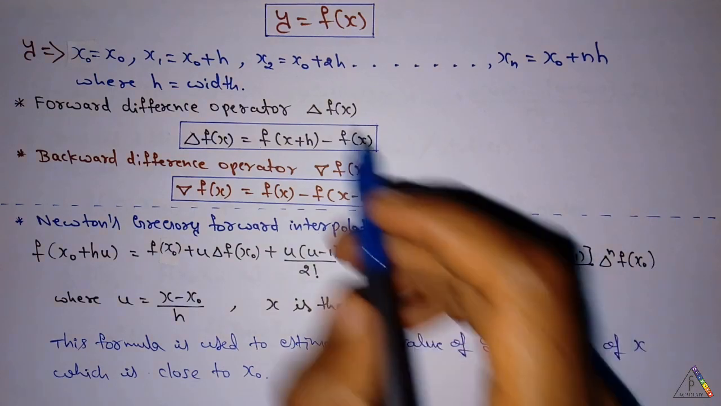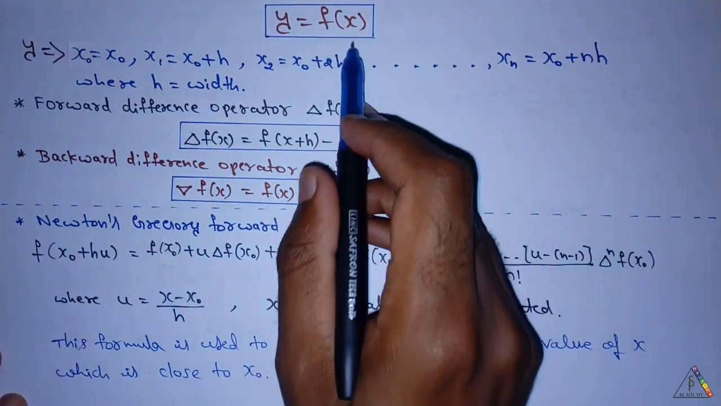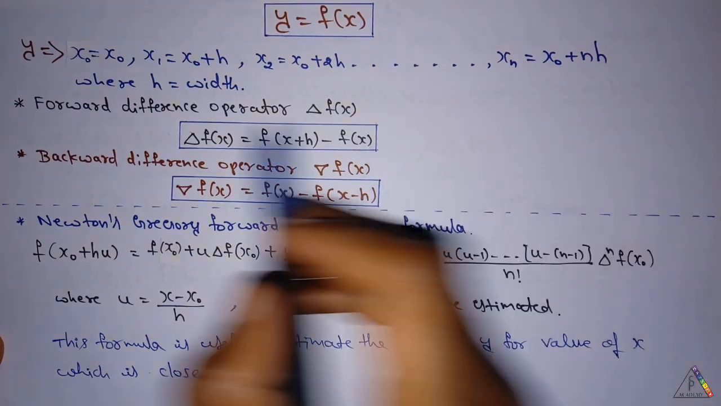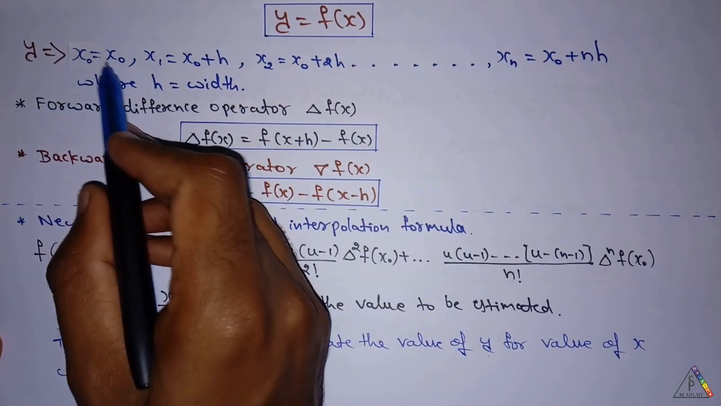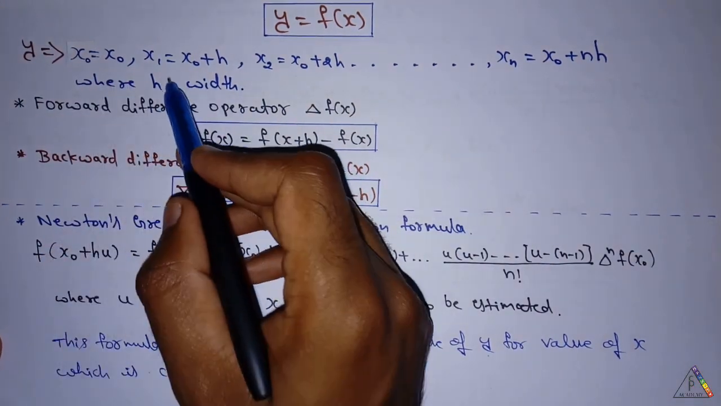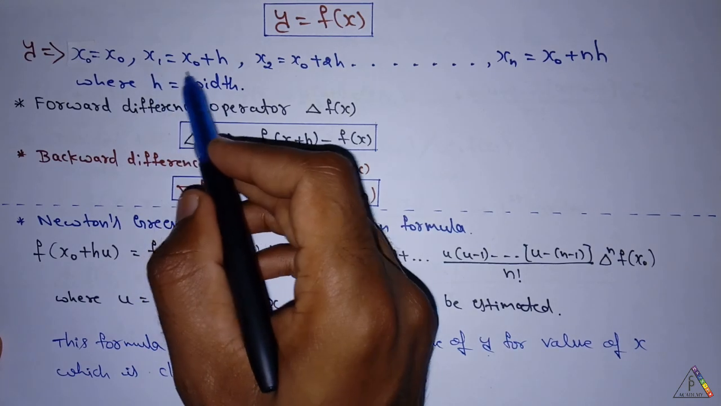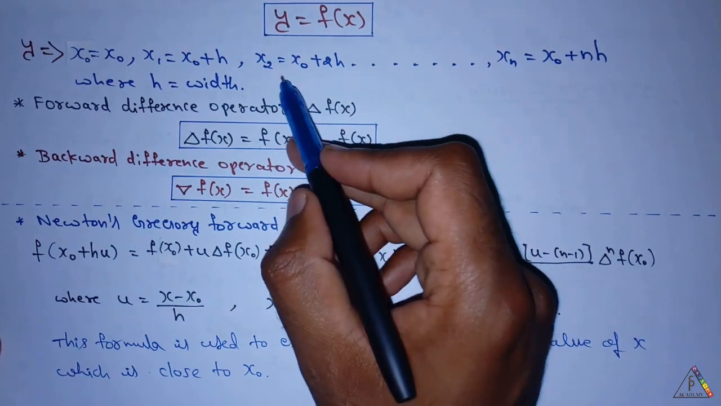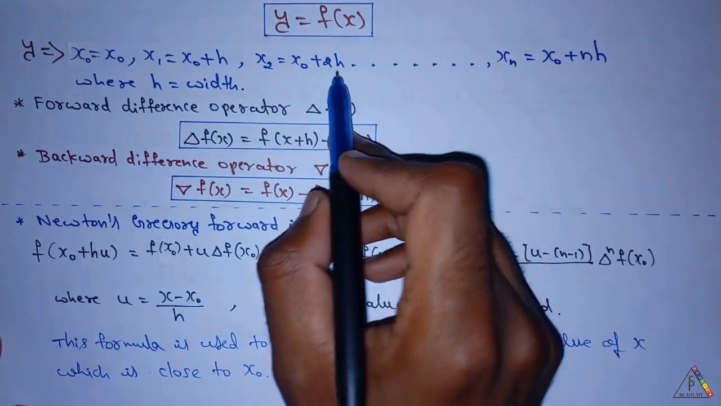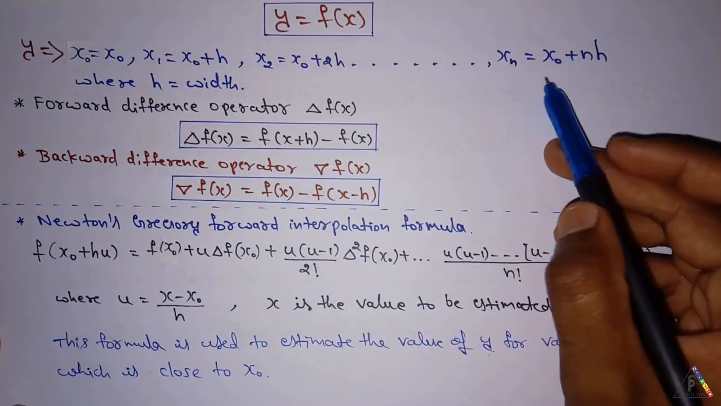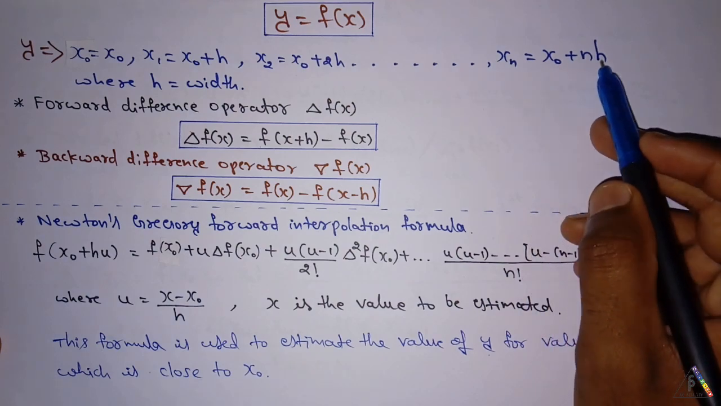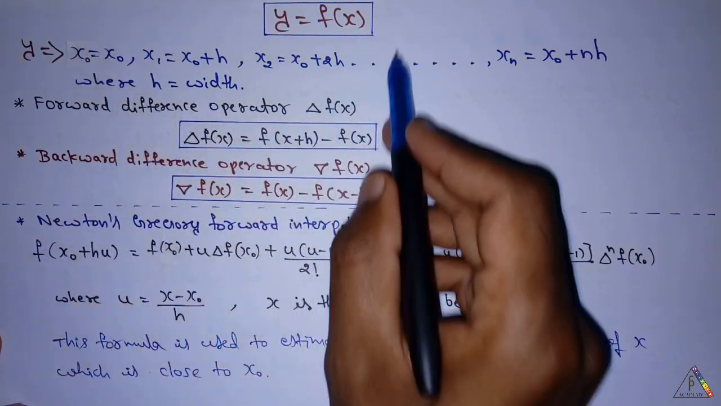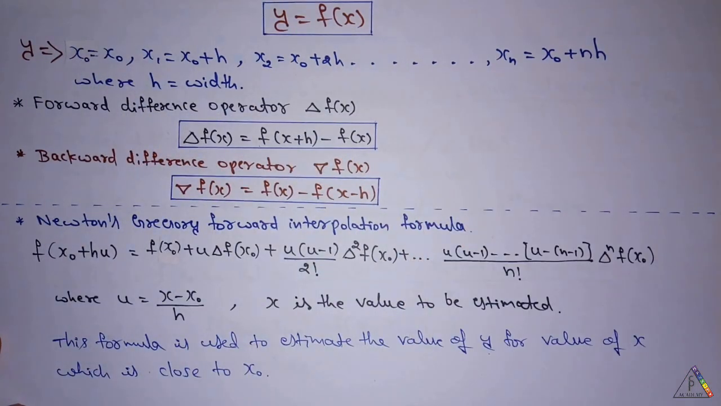This is the function y equals f of x, and this function has n number of arguments, with the first argument x0, and the second term x1 equal to x0 plus h, and the third term x2 equal to x0 plus 2h, and so on up to the nth term, that is xn equal to x0 plus nh, where h represents the width between any two intervals.